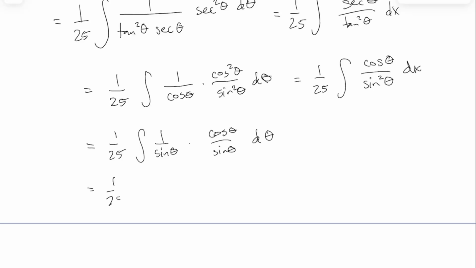Why do that? It's because this is now cosecant theta times cotangent theta. And what is that? It's the integral of something. Right? Yeah, there's an integral formula for the integral of cosecant times cotangent. I think it's negative cosecant. So this is another one of those, look up this formula. Negative cosecant theta plus c.